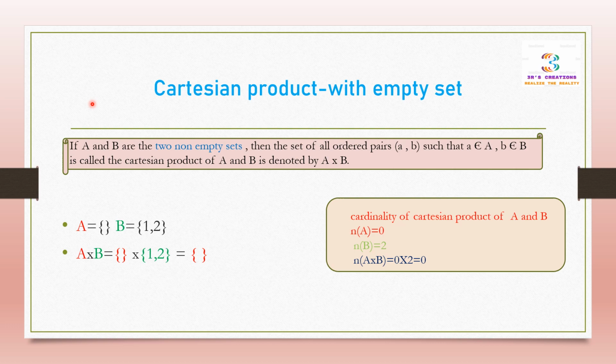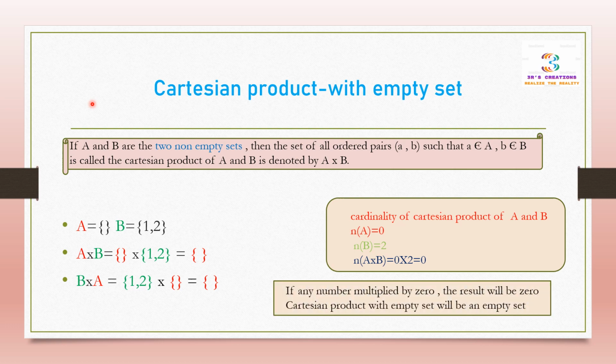As per the definition, the two sets must be non-empty. So A cross B is the empty set and B cross A is also the empty set. It is like if a number is multiplied by 0, the result will be 0. Cartesian product with an empty set will be an empty set. It is similar to multiplying with 0. So we won't get Cartesian product with an empty set.